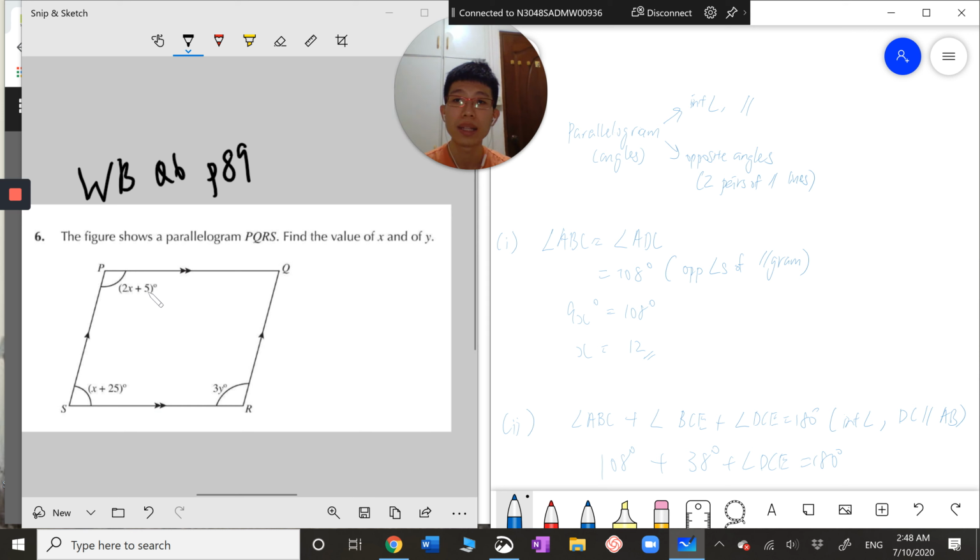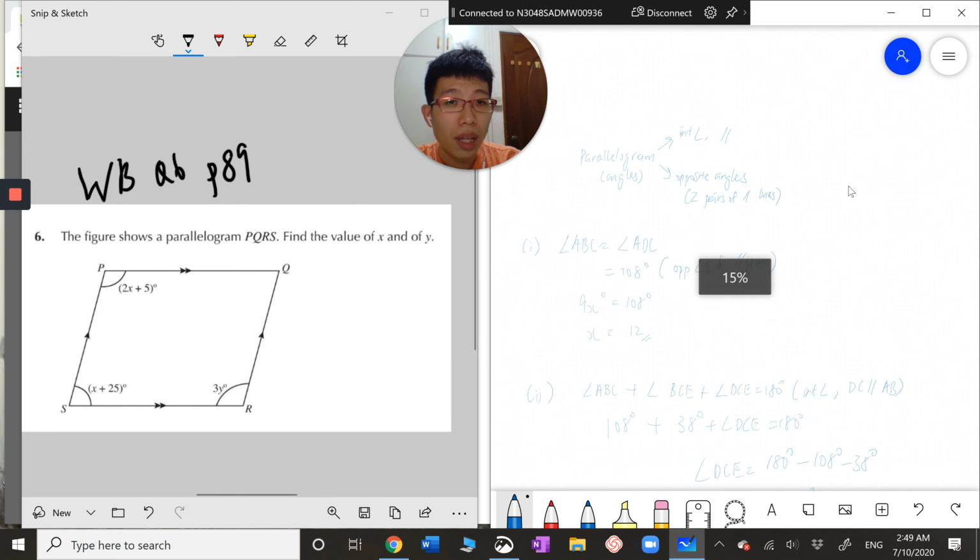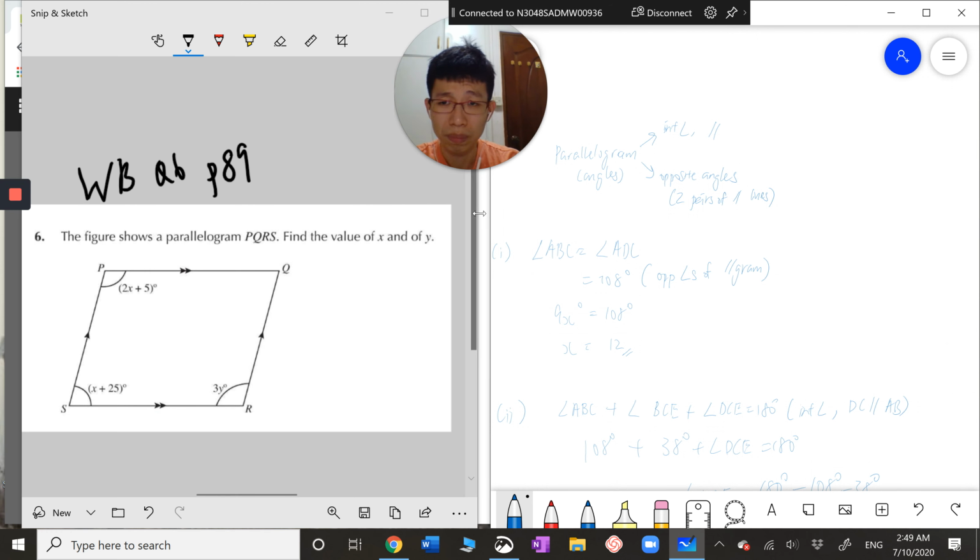So that means 2x plus 5 equals 3y. And in order to use the interior angle property, it will be x plus 25 equals 2x plus 5. So this is how you form the two equations. This will be considered a simultaneous equation if you make it more complicated, or it can be as straightforward as a single equation solving. So in this question, it makes use of two properties, opposite angle and interior angle of a parallelogram. So now let's help you to form these two equations. Please pause the video, try yourself first before you watch the video.